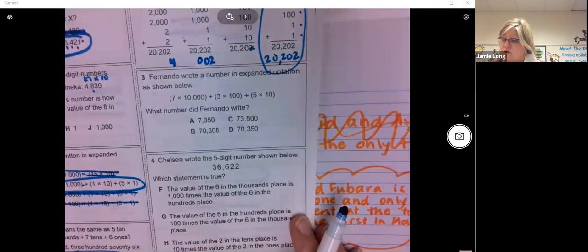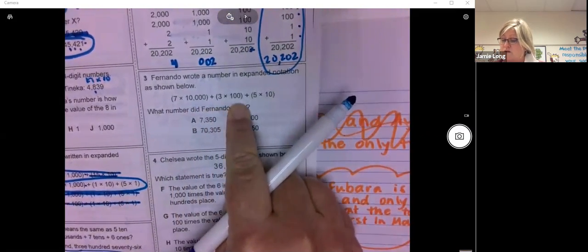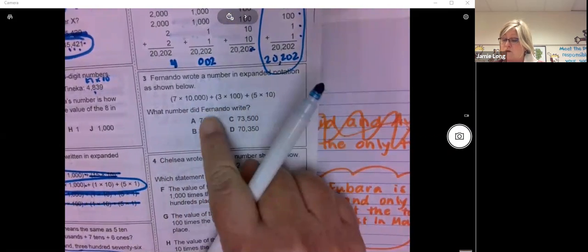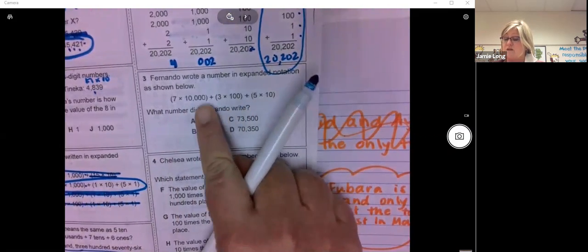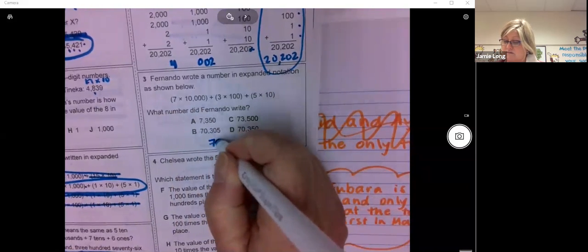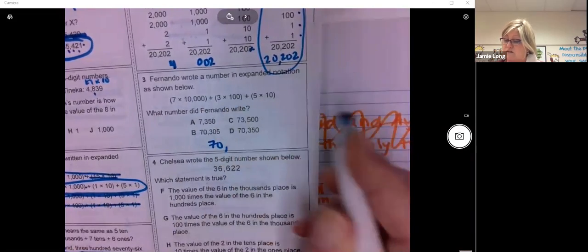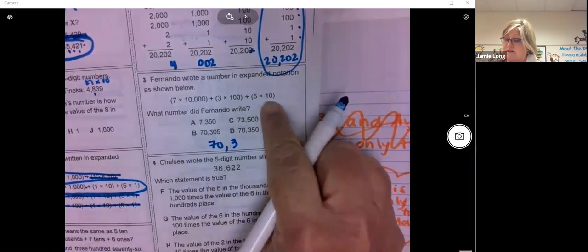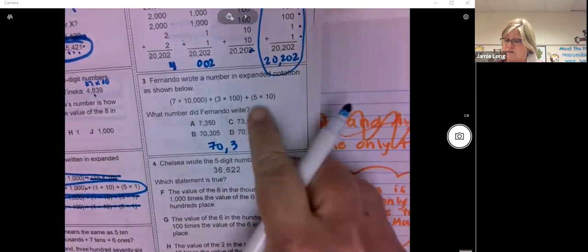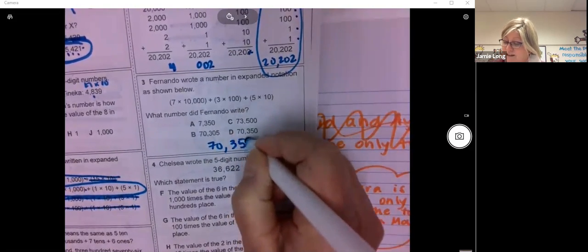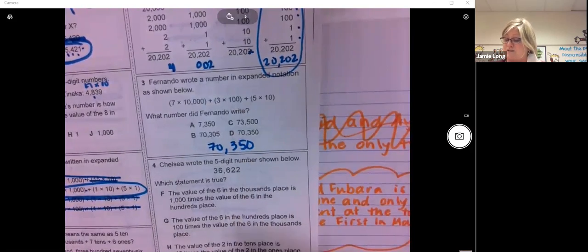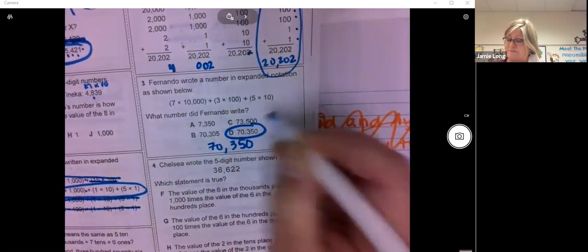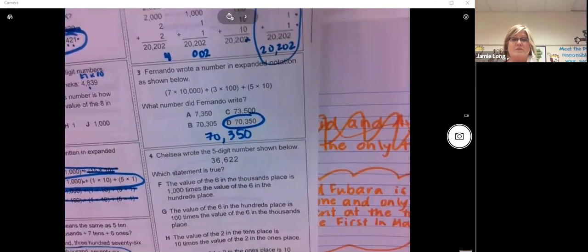Number 3, Fernando wrote a number in expanded notation as shown below. 7 groups of 10,000 plus 3 groups of 100 plus 5 groups of 10. Which number did Fernando write? This is going to be 70,000 and then 350. It's been a long day. So 70,350, which was D. Sorry, I flubbed up on that one.